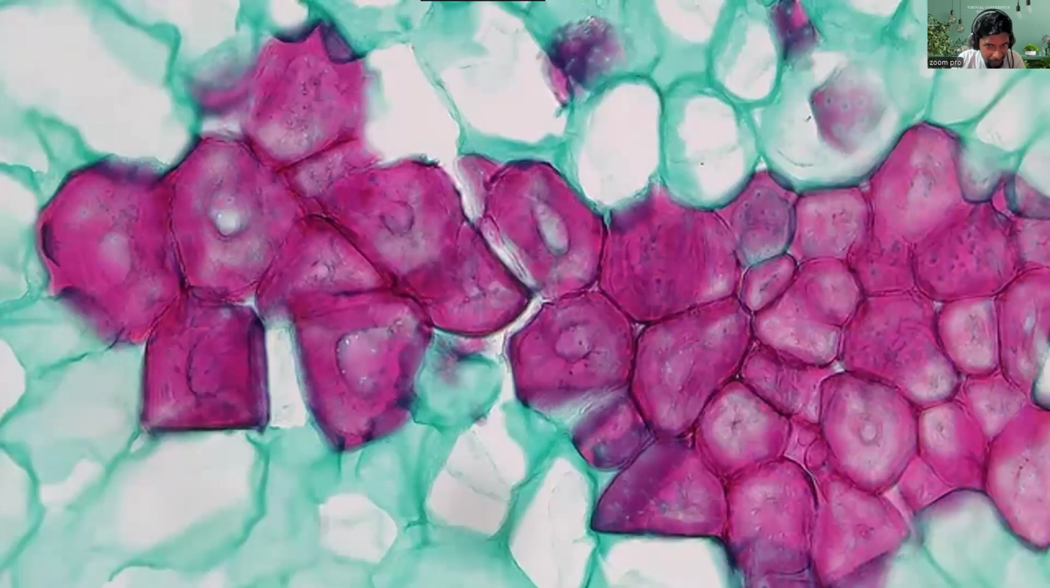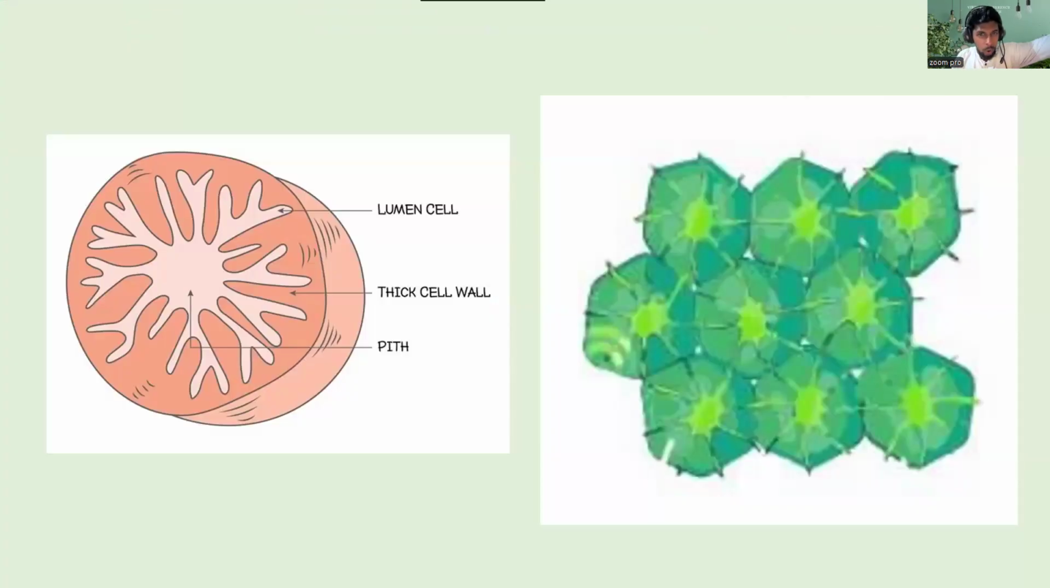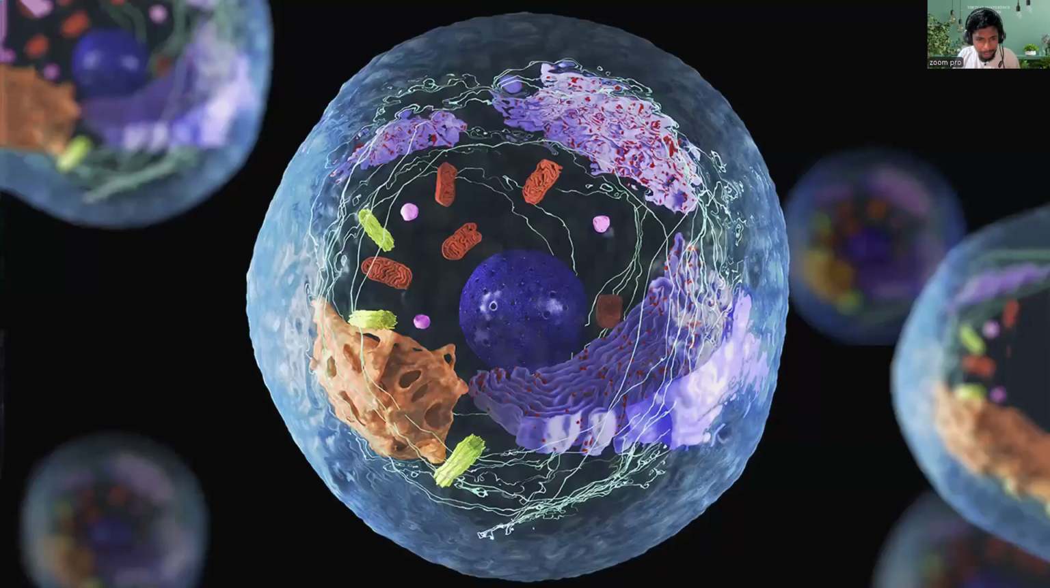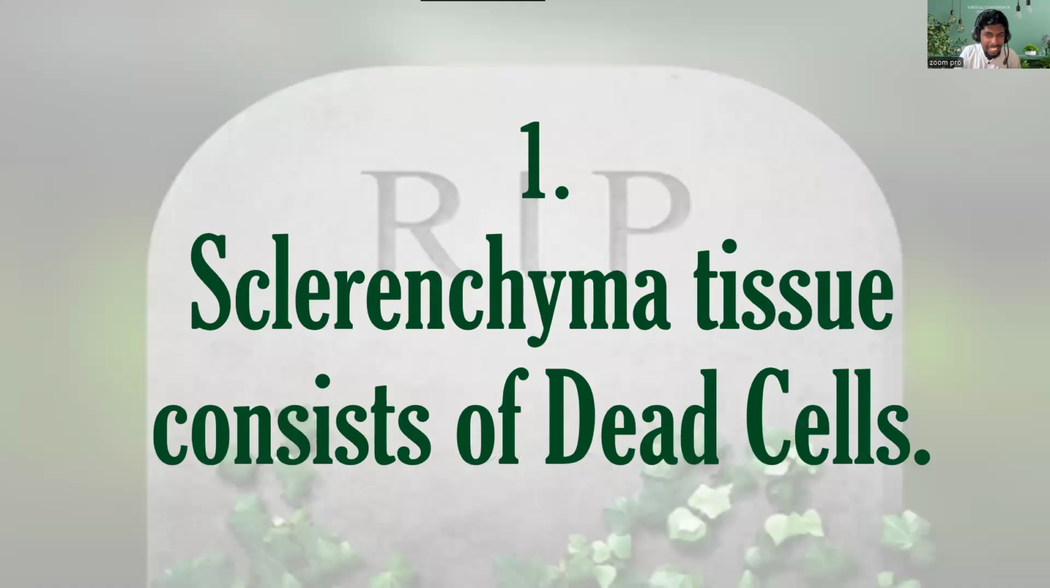If lignin is there, the cell will become dead. So in the sclereids and sclerenchyma fibers, the cell wall has lignin. Because of the lignin, they become strong and hard. That's why I mention the name stone cells, right? So here, fact number one: in sclerenchyma tissue, the cells are dead cells. Parenchyma and collenchyma are living cells.